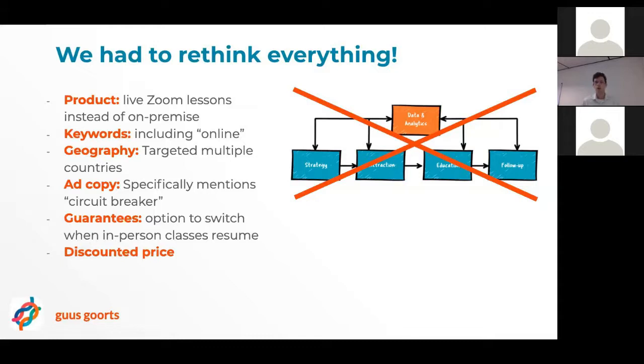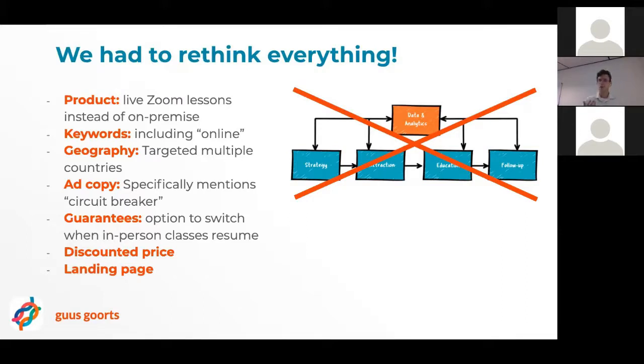We also discounted the price. We just wanted there to be zero doubt or friction in people's minds when deciding to sign up. And we saw this as an opportunity to increase market share. And of course, we had to rethink the landing page and be very clear about what the offer was.